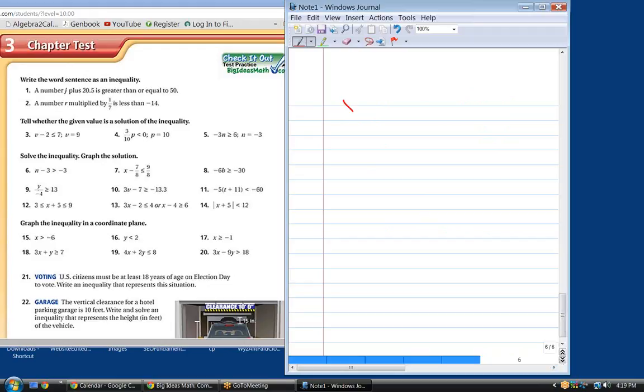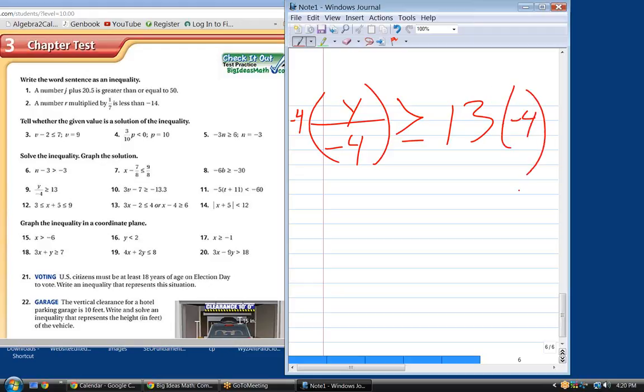Let's do another one. Y over minus 4 is greater than or equal to 13. All right. So for that one, you would multiply by -4. Okay. And would you switch the sign for that? Yes. When you're dividing or multiplying by a negative number, doesn't matter which. Division or multiplication causes you to turn that thing around. Okay.